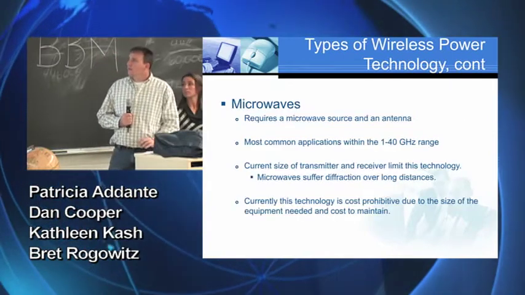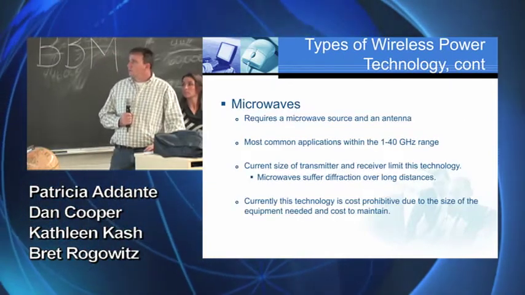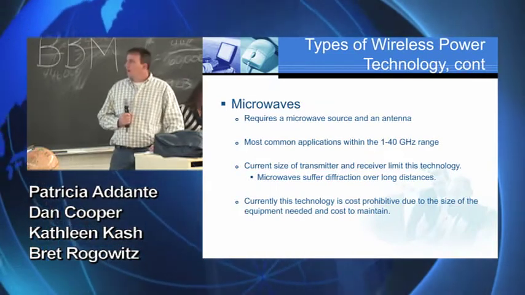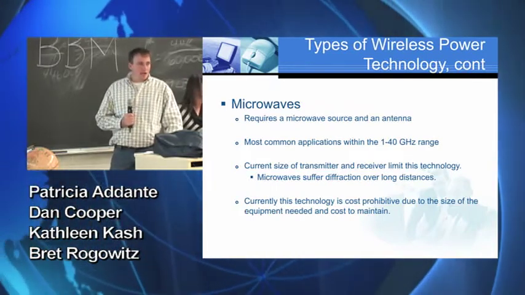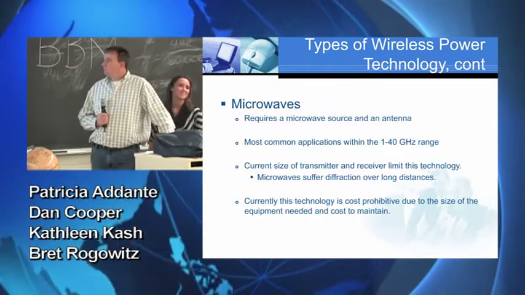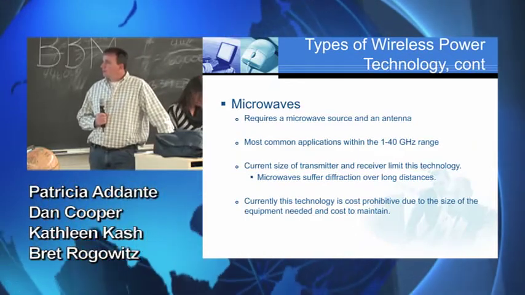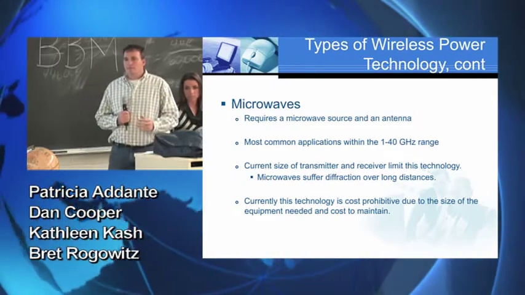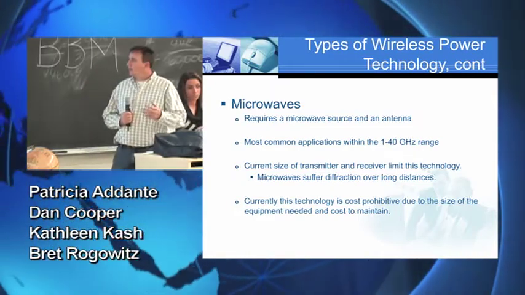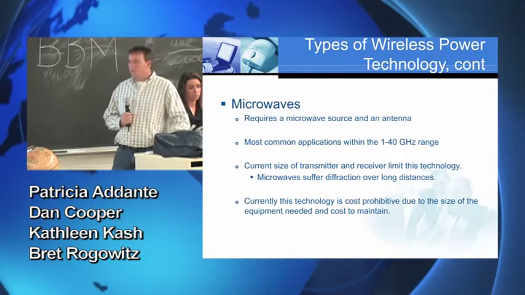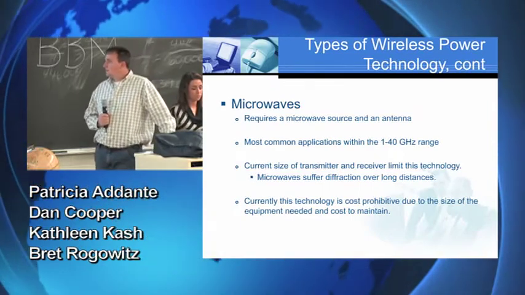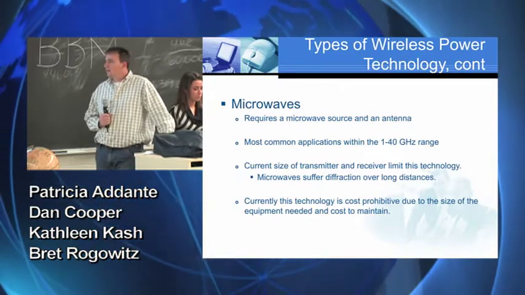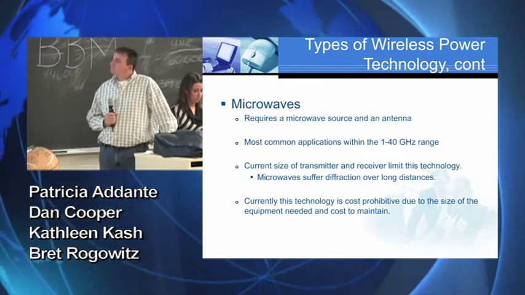And then there's microwaves. This requires a microwave source and an antenna. The current size of the transmitter and receiver limit this technology. Microwaves suffer diffraction over long distances, so the receiver and transmitter have to be huge to be able to handle that. This technology is cost prohibitive due to the size and equipment costs.